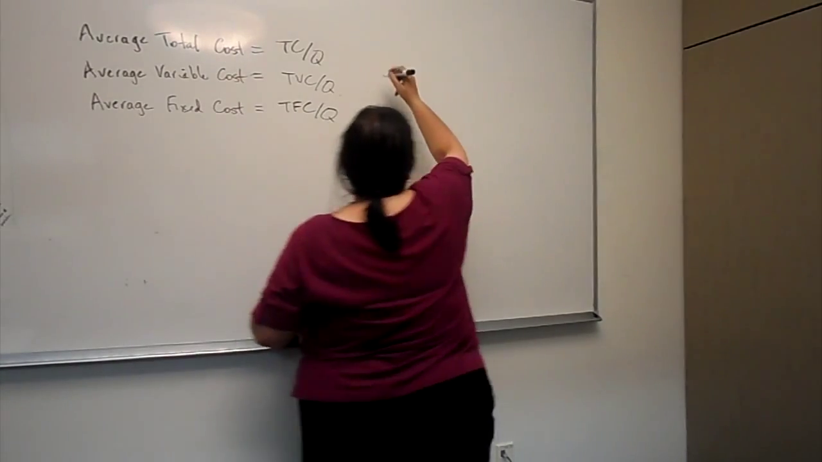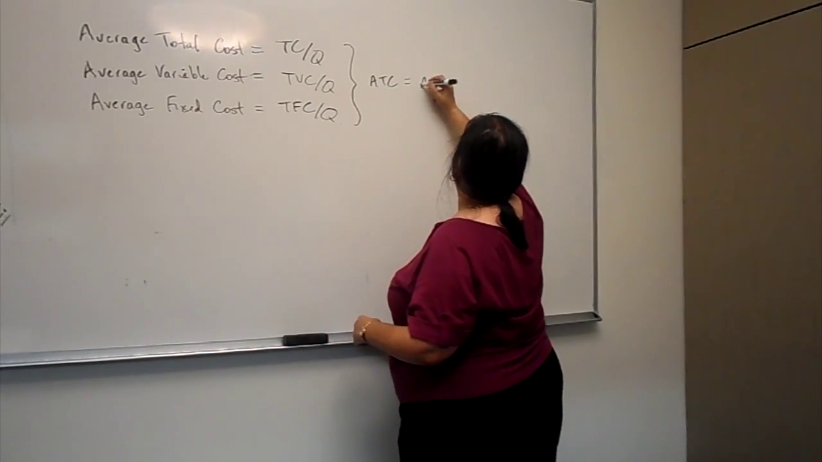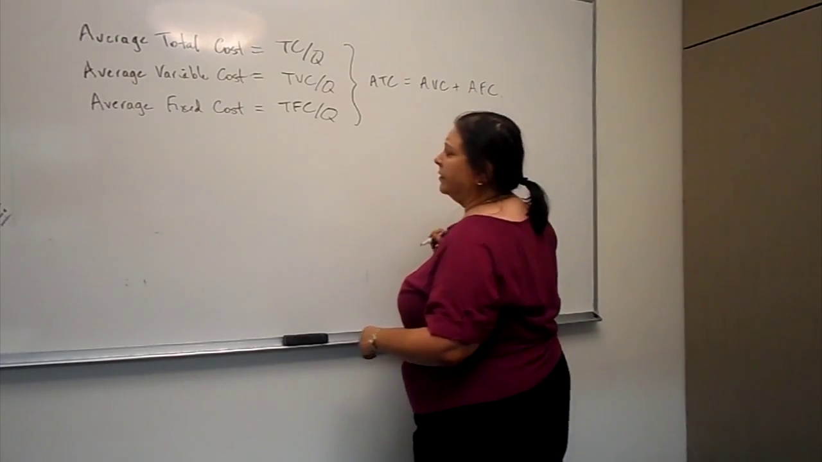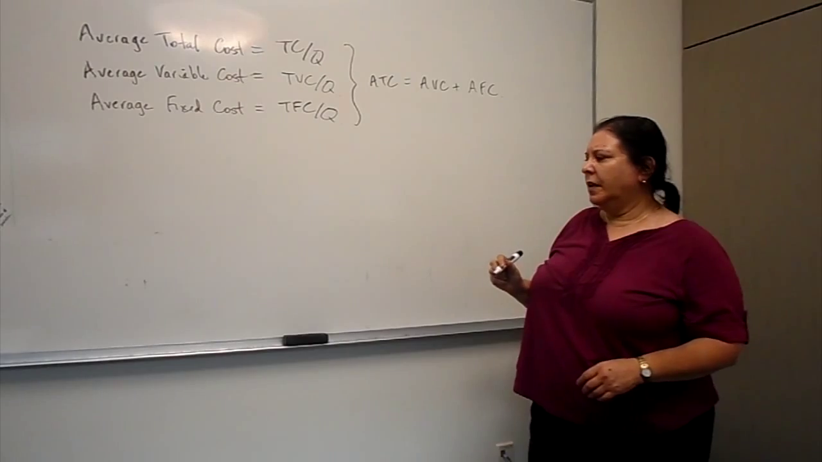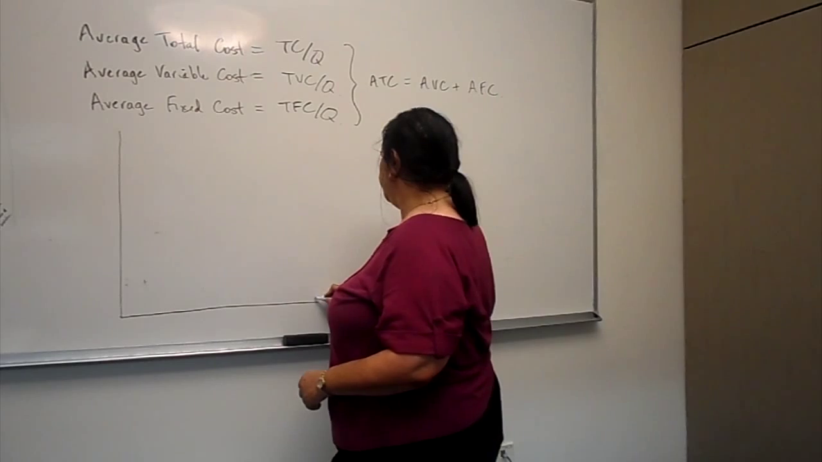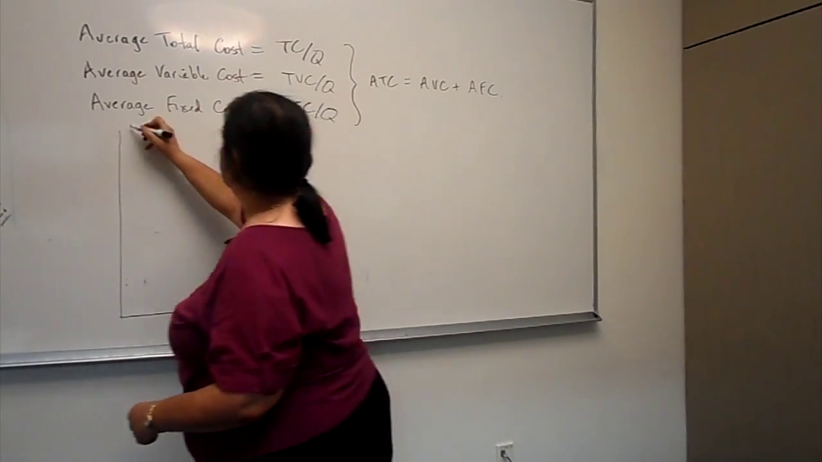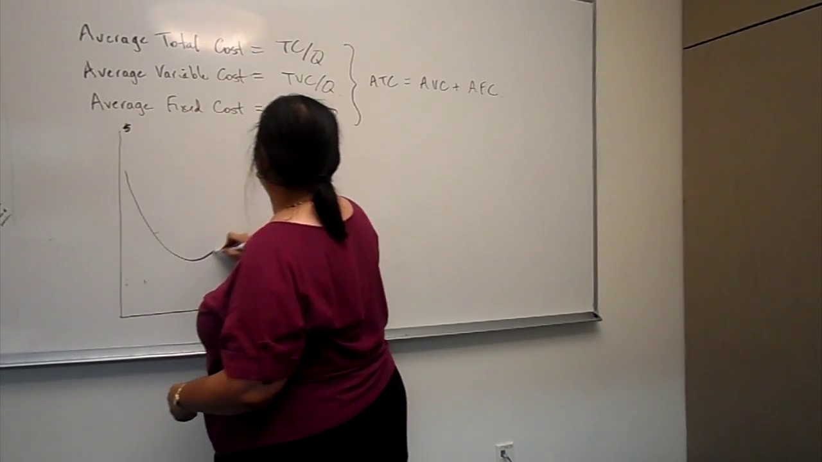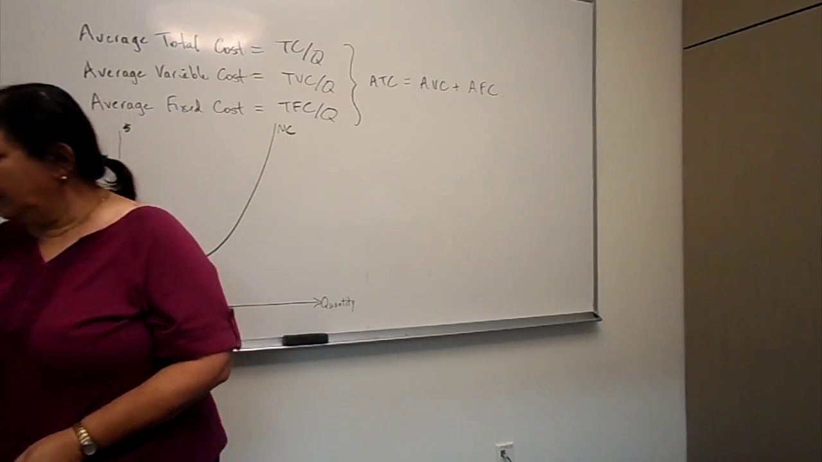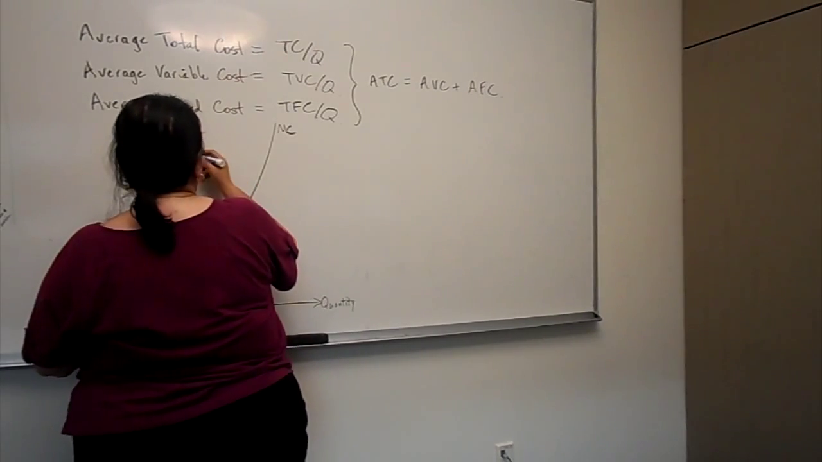And the average total cost equals the average variable cost plus the average fixed cost. Okay. Now when you have marginal cost, so we'll put in marginal cost. The average total costs look like this. Okay.